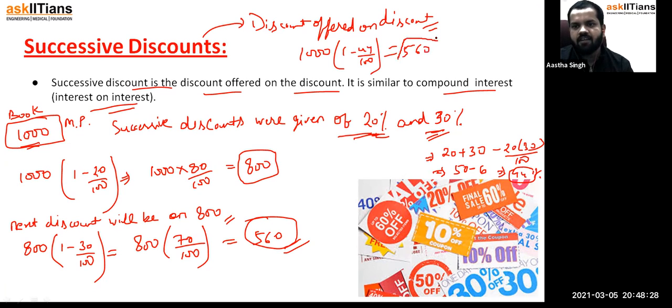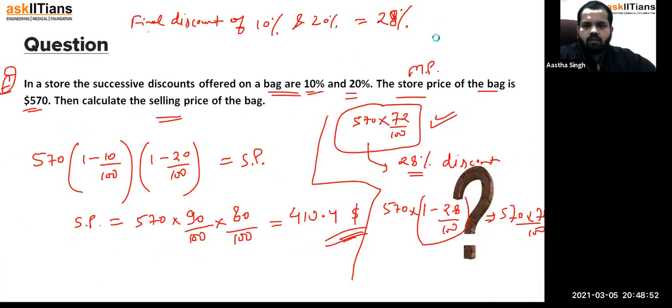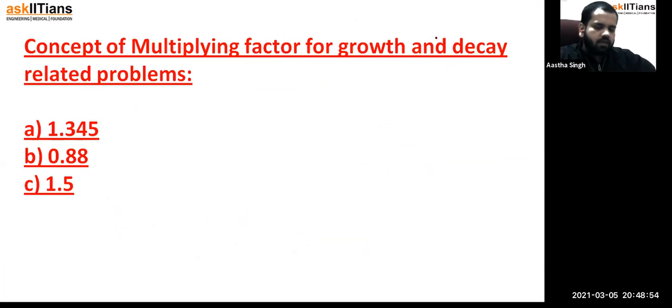Right, guys? This is what successive discount means. Either do it separately, or just go by the formula. By the formula, you will get your final discount from two discounts or three discounts. Okay, I think you have got the point. We'll do questions later on, guys.